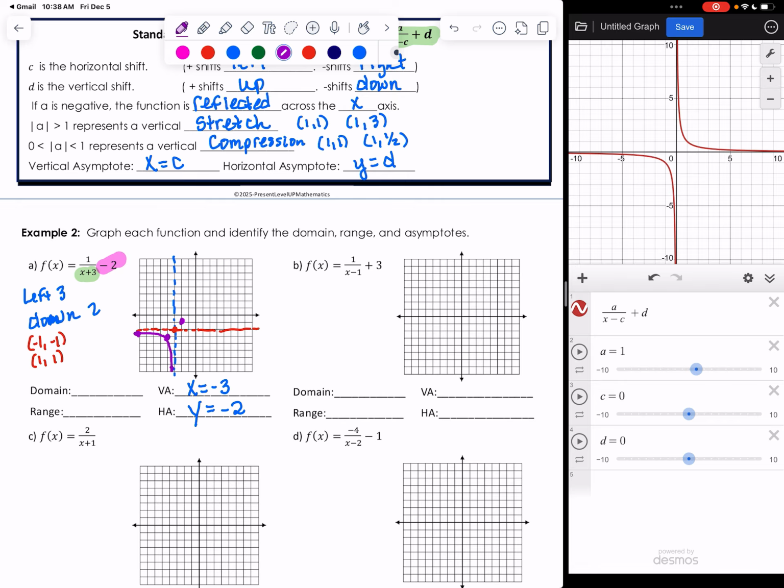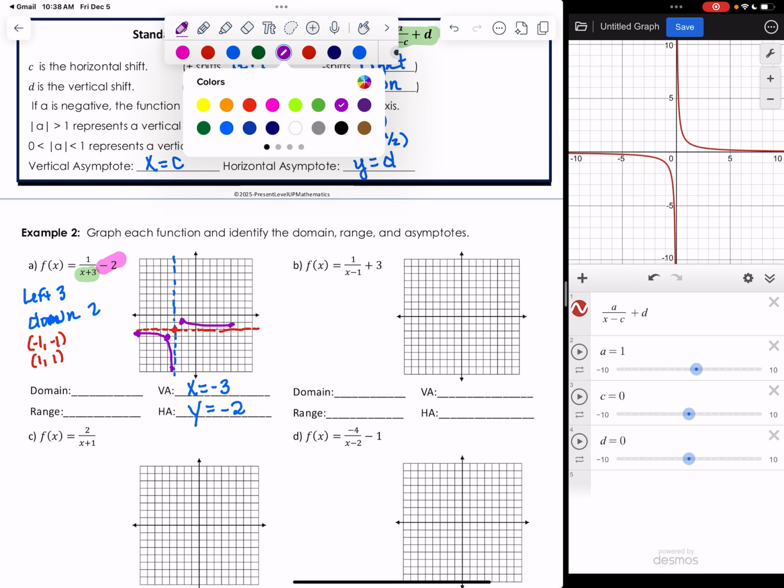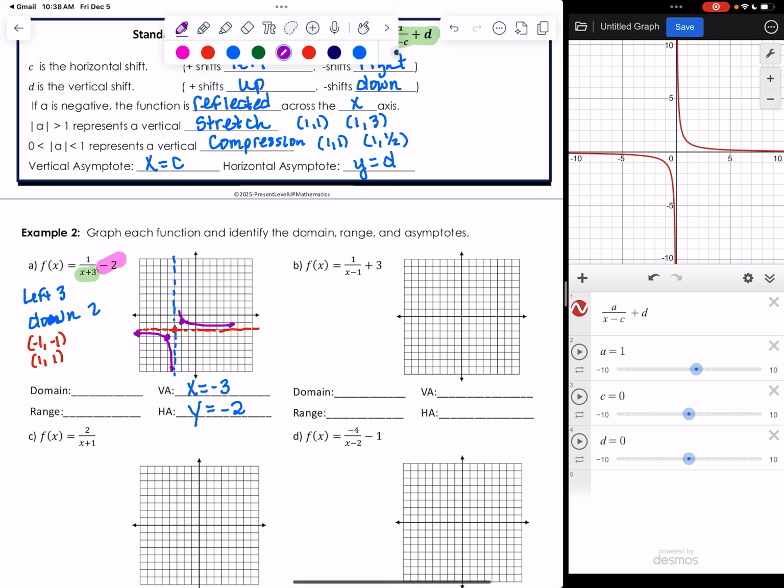So that's the turning point here of my branch. So it's going to approach the horizontal asymptote like this, and it'll approach the vertical asymptote. Oh, I didn't want a straight line. It's more of a curve, so it's going to look something like that. All right. Now, the domain and range are going to come from your asymptote.